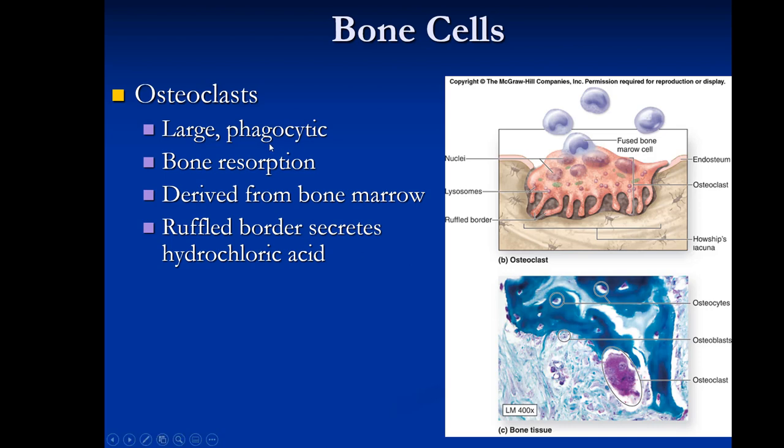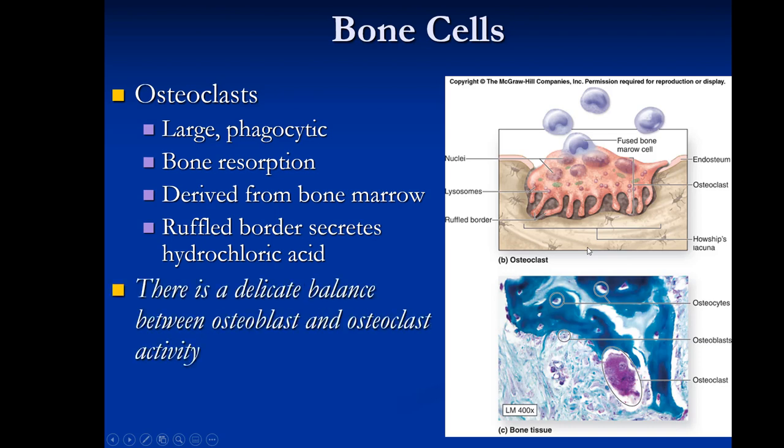And so osteoclasts are bone destroyers. They break down bone. So they're large phagocytic cells, meaning they basically eat away at bone. They're derived from the bone marrow. What they look like is this. They have this little jagged edge on them called the ruffled border. That ruffled border secretes hydrochloric acid, which is a very acidic acid, and it basically eats away at the bone.